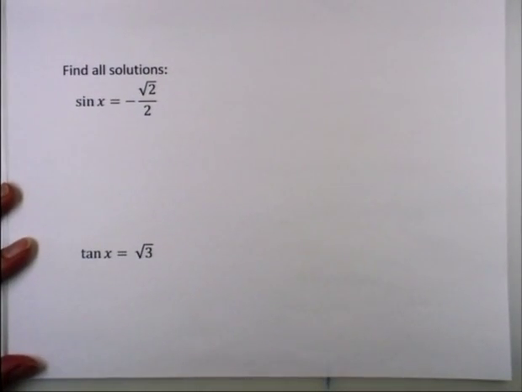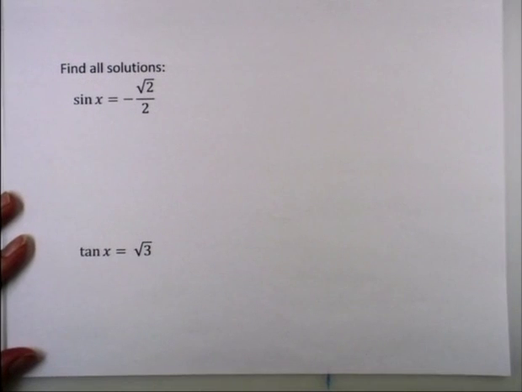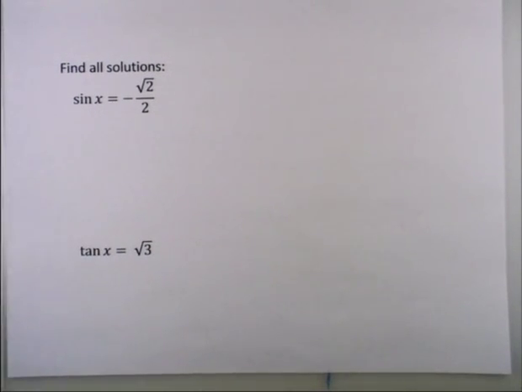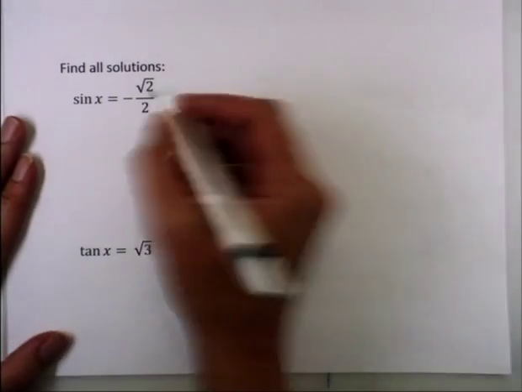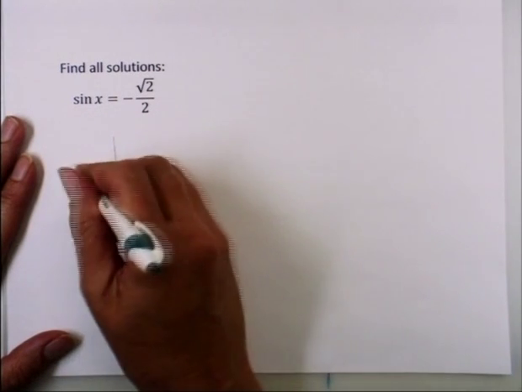So the first one is the sine of x is equal to negative radical 2 over 2. I want to find all solutions. Now notice this one is not telling me whether they want it in degree mode or radian mode, which means you have your choice unless your teacher tells you otherwise. So on this one, I tend to think in terms of the unit circle.